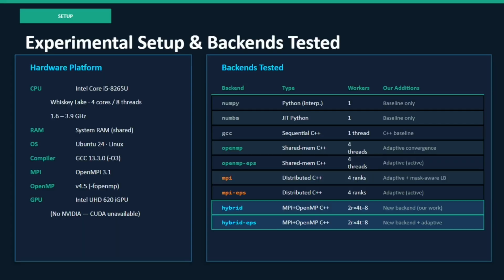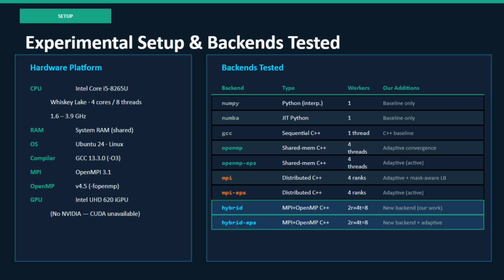Here's the environment we worked on. The hardware was an Intel Core i5-8265U, a 4-core 8-thread processor running Ubuntu 24. We had no NVIDIA GPU available, so CUDA was not an option. We compiled with GCC 13.3 at -O3 optimization, used OpenMP, MPI 3.1, and OpenMP 4.5.